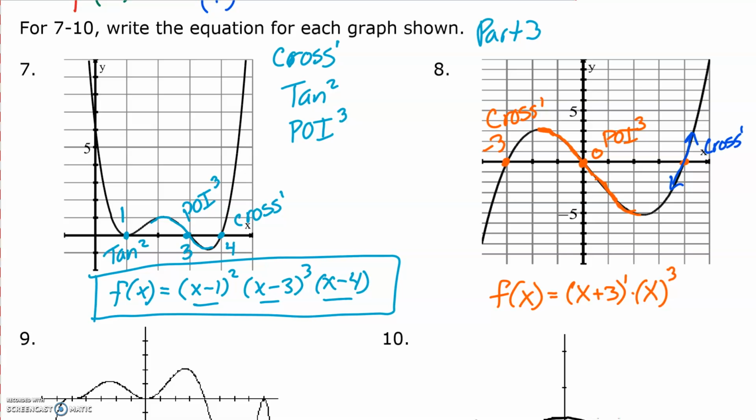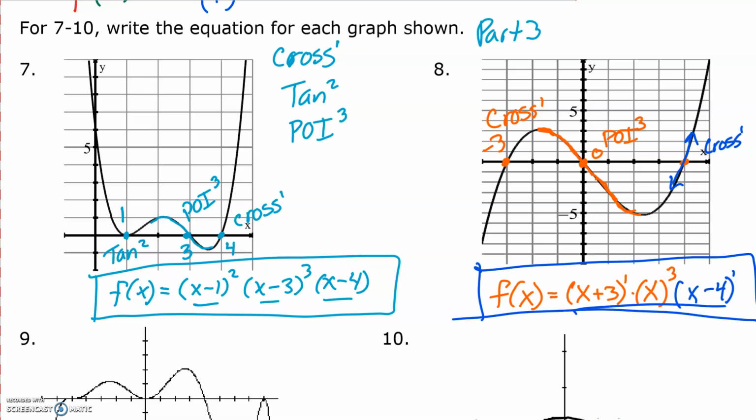And that's going to be to the first power. So we would end up with x, 1, 2, 3, 4. That would end up being x minus 4 to the first power. Alright, so there is our term. It doesn't look very pretty, but you can leave it as that.